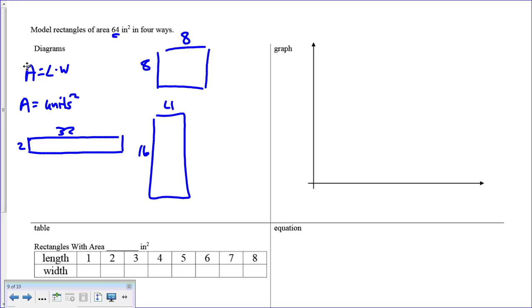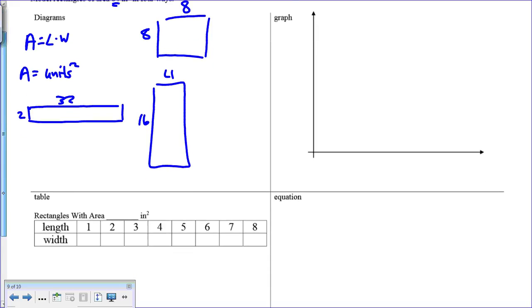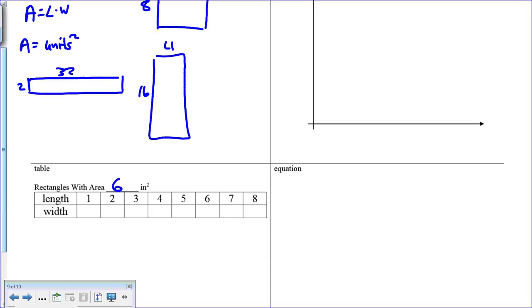All right, so on your table, you're going to work on drawing as many diagrams as you can of the different shapes. Now down here we have the table. So if my area is 64 inches and the length is 1, what would the width have to be? Because remember, length times width gives me the area. So if they give me a length of 1, what does that mean my width has to be to give me an area of 64? Blake? 64, right? 1 times 64 is 64.